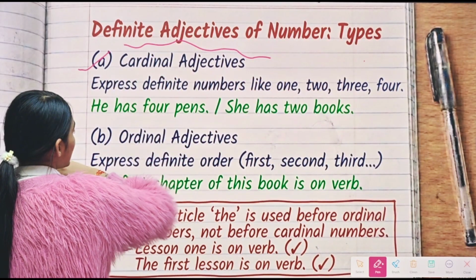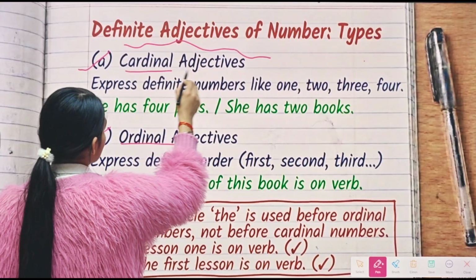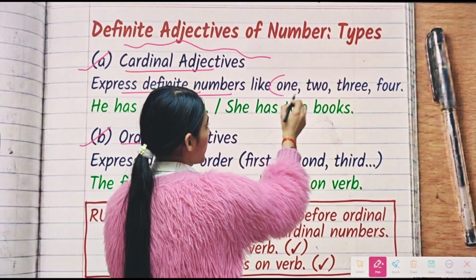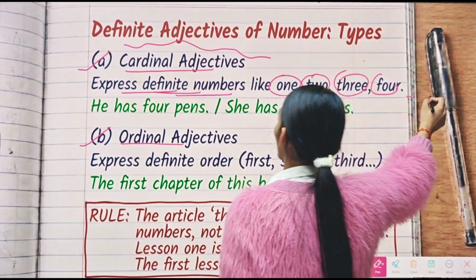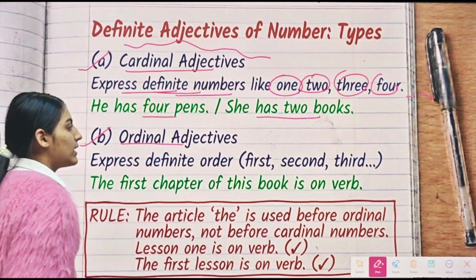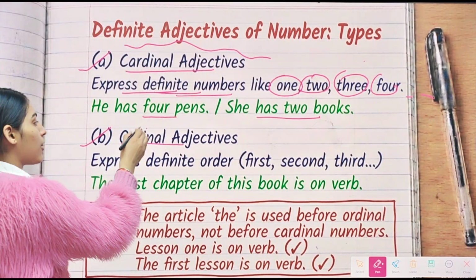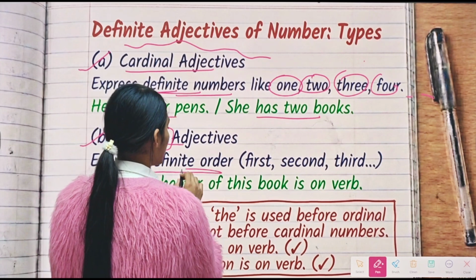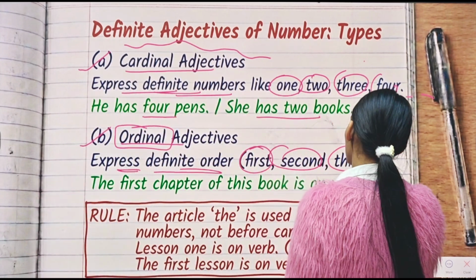The first one is cardinal adjective and the second one is ordinal adjective. Let's see cardinal adjectives first. They express definite numbers like 1, 2, 3, 4 and many more. For example, he has 4 pens and she has 2 books. These can be examples. In ordinal, we have it in the form of order. They express definite order like the first, second, third, like this.